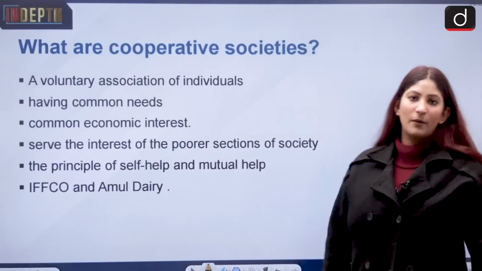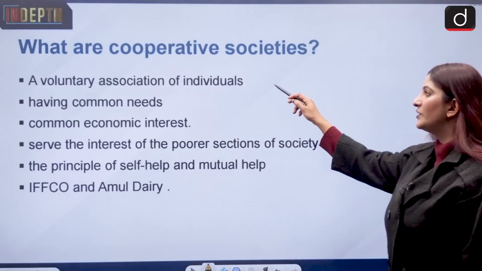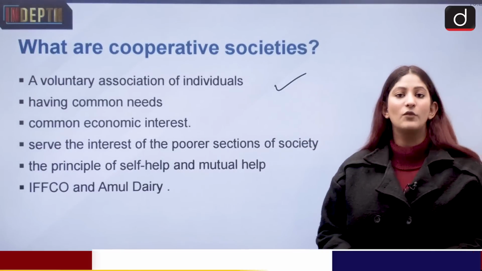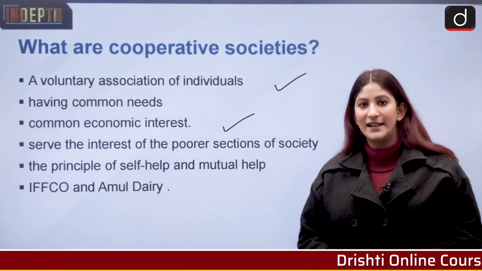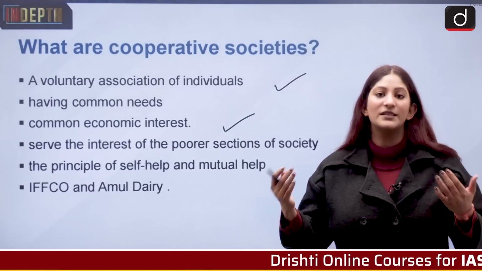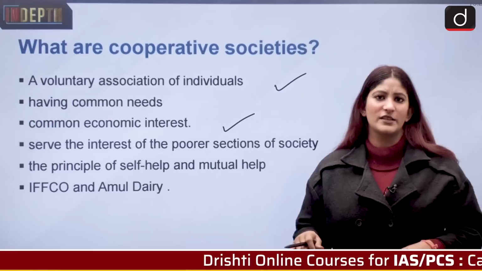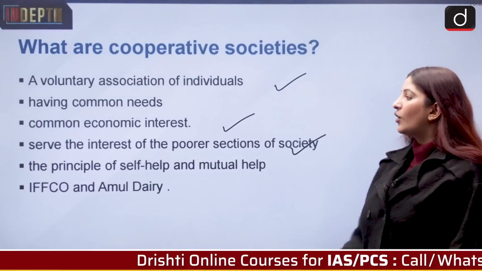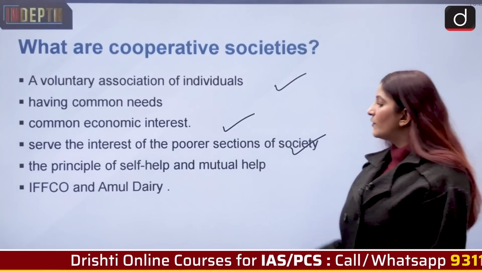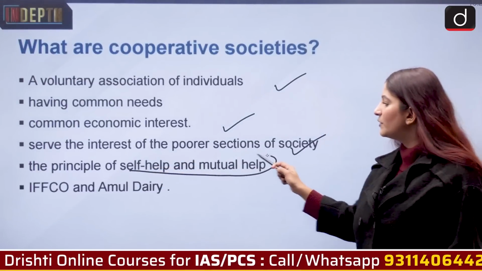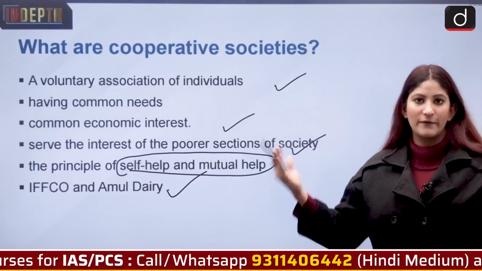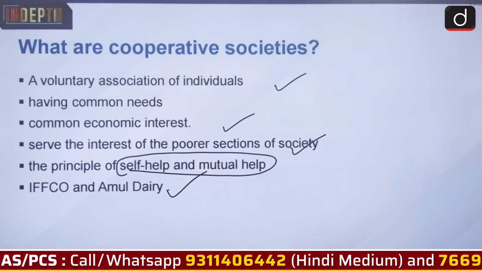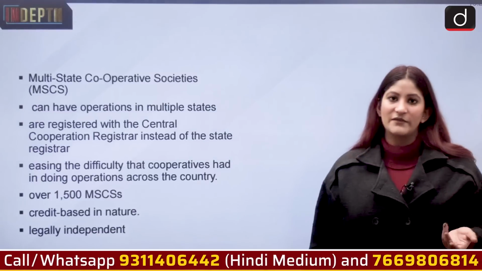Now, what are cooperative societies? We can call this a voluntary association of individuals who have common needs as well as common economic interest. When they join hands together, they become more powerful to help themselves and other sections of the society. It can be called a cooperative society. They, of course, work on the principle of self-help as well as mutual help. Some examples range from IFFCO to Amul Dairy. These are pretty well known as well as very successful.